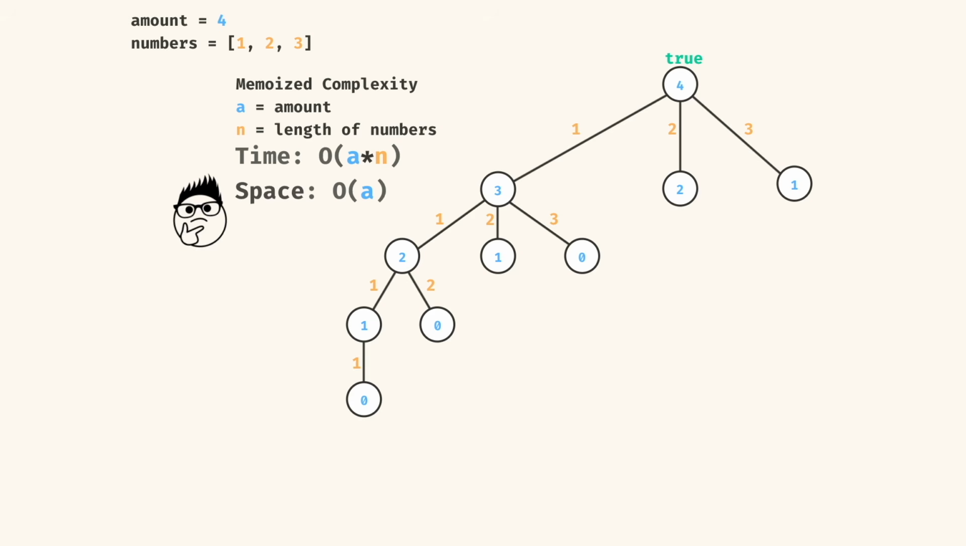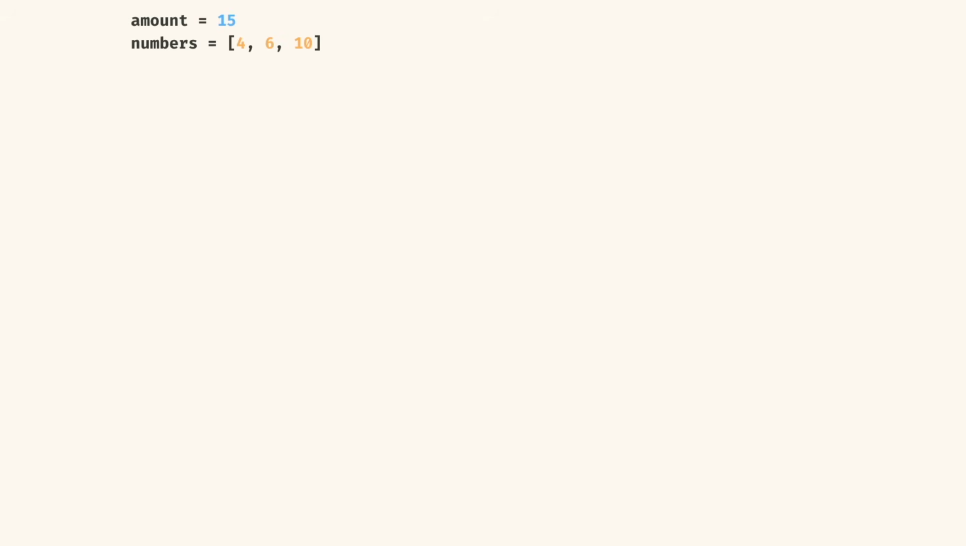Before I let you go, let's step through an amount that would not be possible given some numbers. So we'll step through a scenario that should return false. So my amount is 15, and I have numbers of 4, 6, and 10. If we attack this one the same way, we'll start with 15 in the root, and we'll subtract each option of number, giving us 11, 9, and 5. And I'm going to carry this over as much as I can until I can't reduce my amount anymore. So the full tree will look like this.